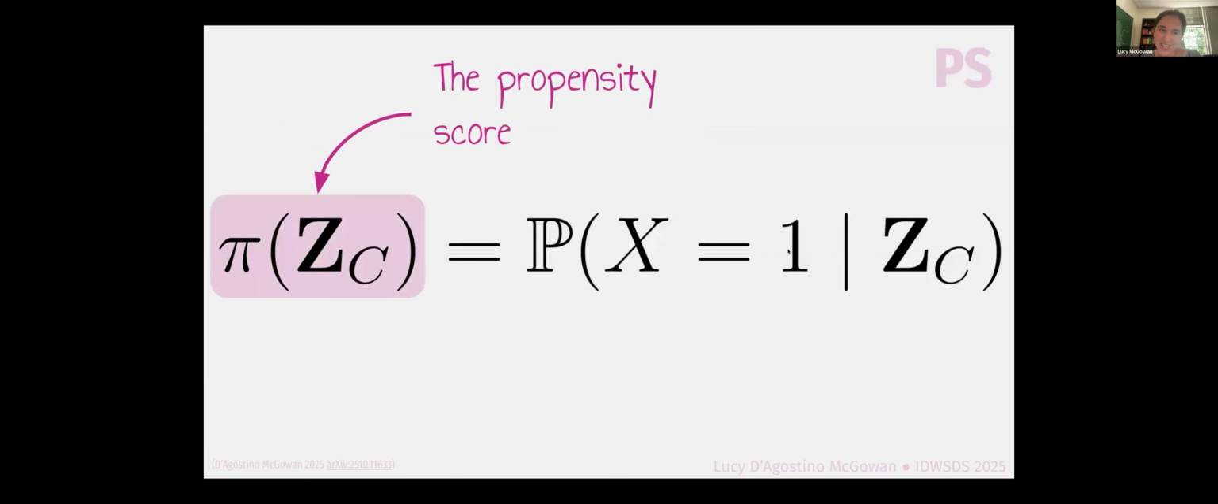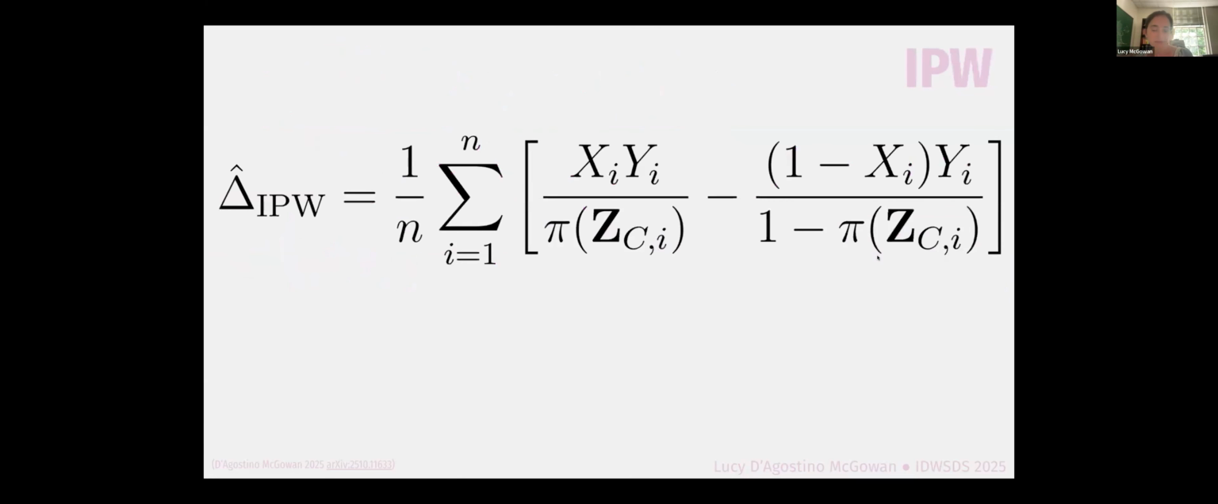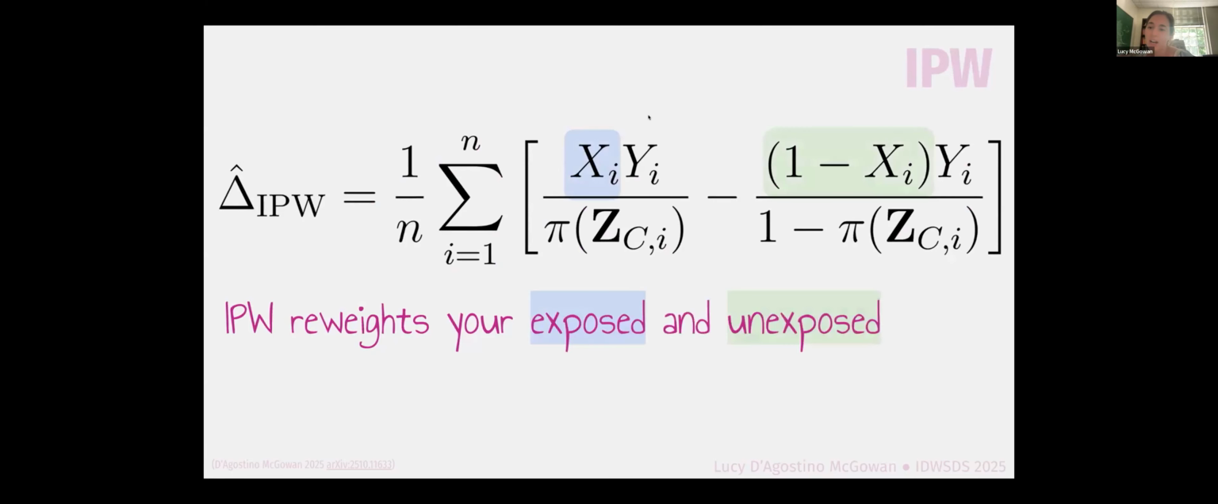Okay, a little more notation. Pi I'm going to denote as the propensity score. The propensity score is just the probability of being exposed given your confounders. ZC here is my vector of different confounders. So one way to get at delta here is through inverse probability weighting. Delta is my estimand of interest, and a potential estimator could be this IPW. What IPW does is essentially reweight your exposed, so XI here would be an indicator that you're in the exposed group, and for the unexposed, 1 minus XI would be 1 if you're in the unexposed group.